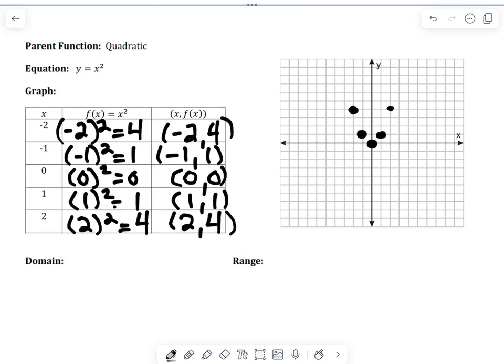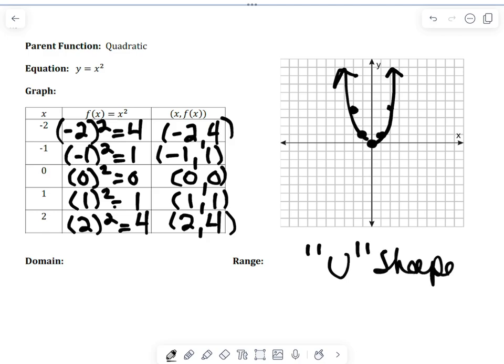When we connect these points, this is not going to be a V. It's going to be the shape of a U. It's going to have that curve. So we call this U-shaped, a nice U. The domain and the range are the same as your absolute value, so it's everything above that yellow line there.